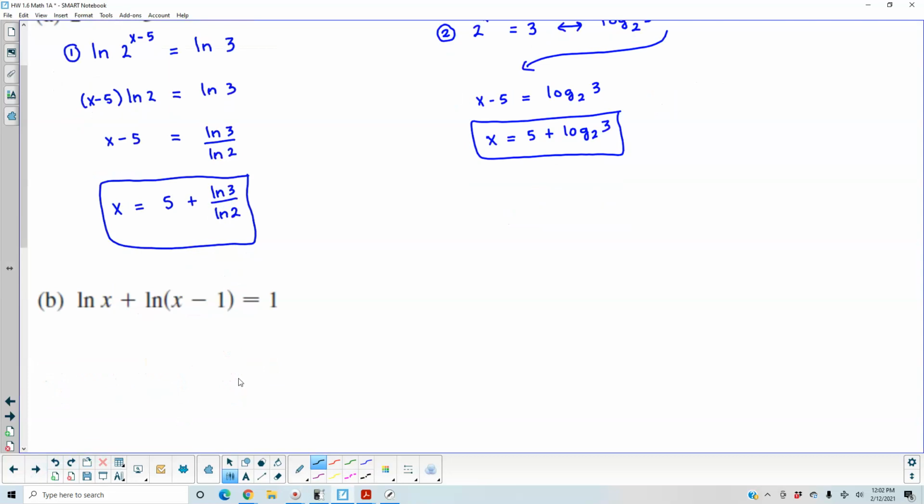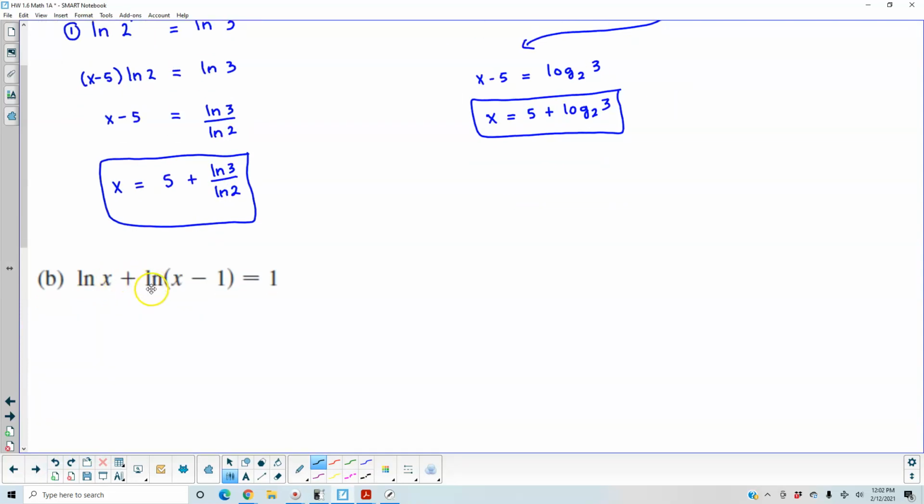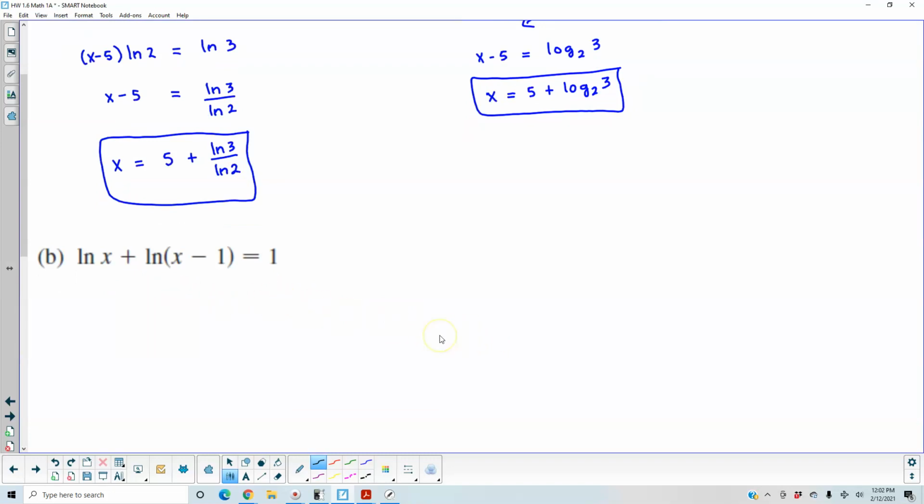Okay, next, part B. We want to solve the natural log of x plus the natural log of x minus 1, which is equal to 1. So we can first combine this addition into multiplication. So this is the natural log of x times x minus 1, and that's equal to 1.